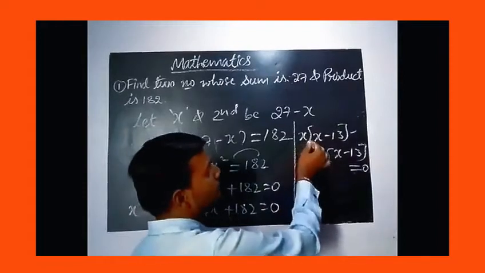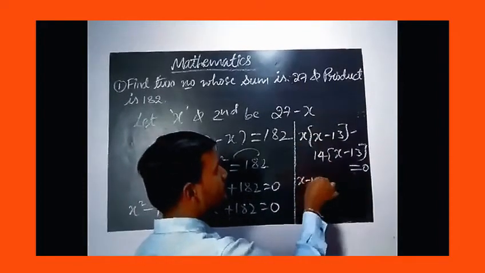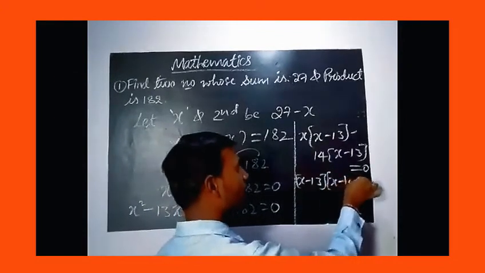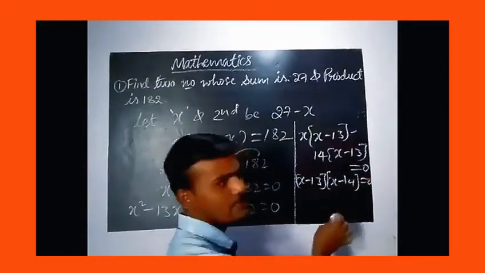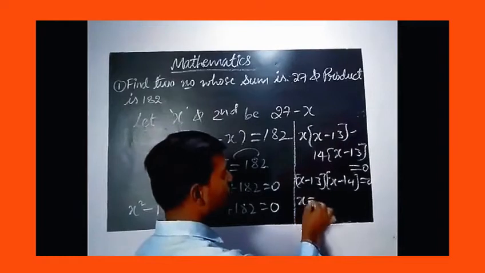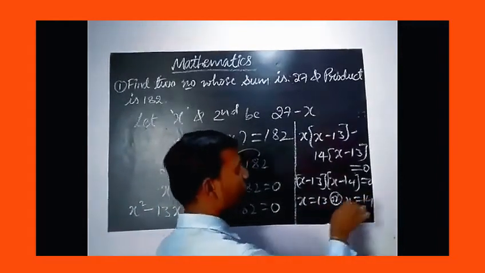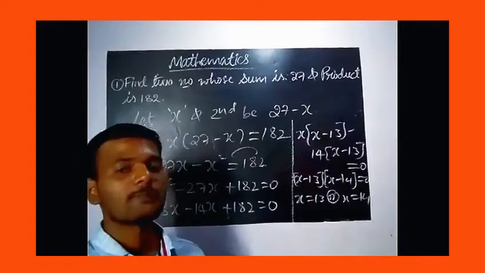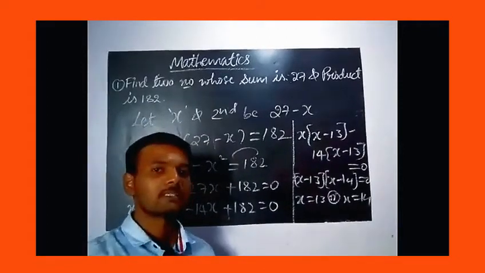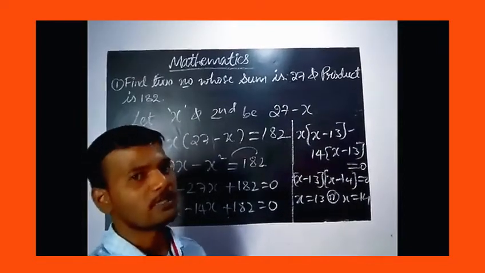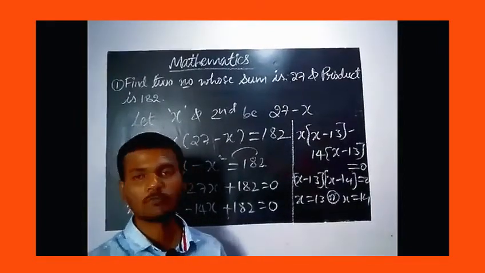Then what is common? x minus 14 is common, take it out, and what is left is x minus 13. So x minus 14 into x minus 13 is equal to 0, so x is equal to 14 or x is equal to 13. Both are positive integers. Let us see what the two numbers are which make the sum 27 and the product 182.